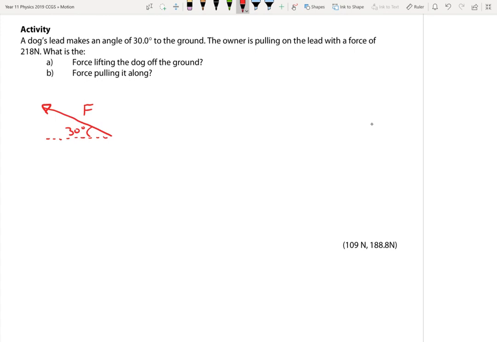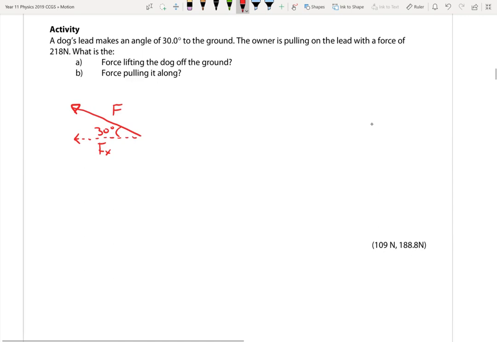So really, by applying this force, there is a certain component acting in the horizontal, that is Fx. And then there is a certain force lifting the dog off the ground. So that would be our vertical component, Fy. Could you please just make a note?